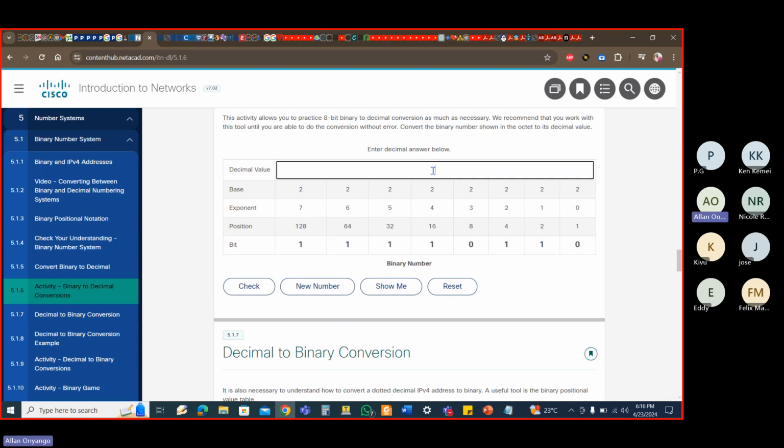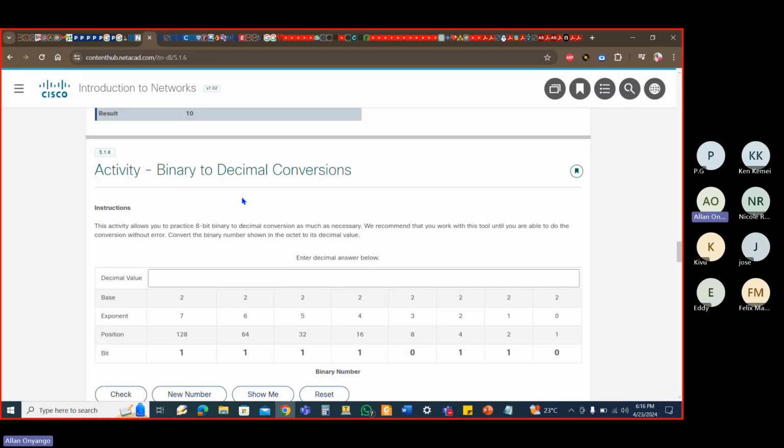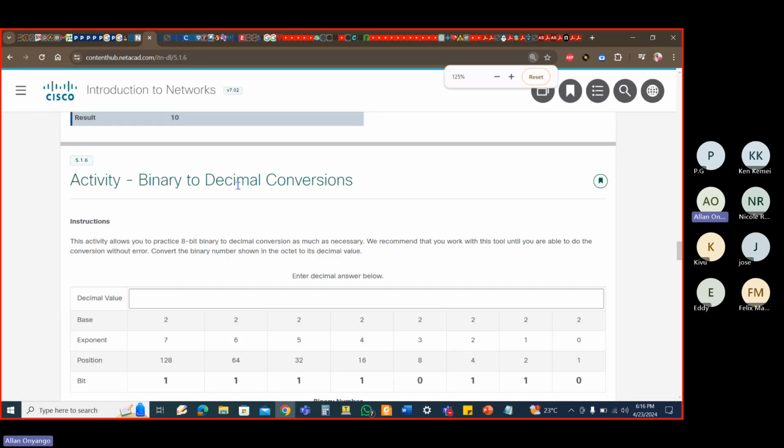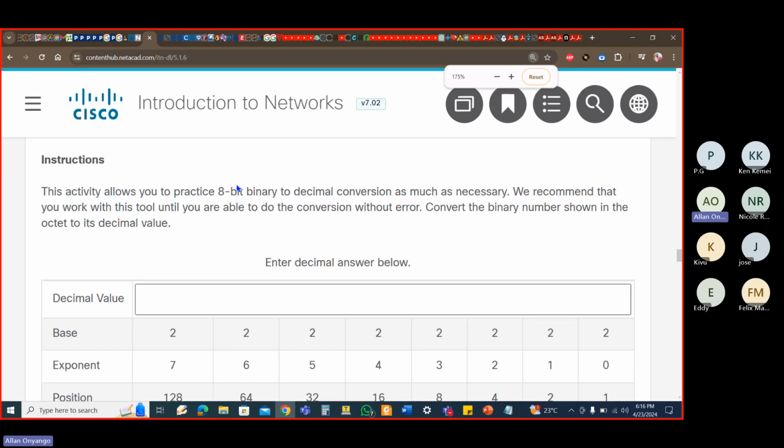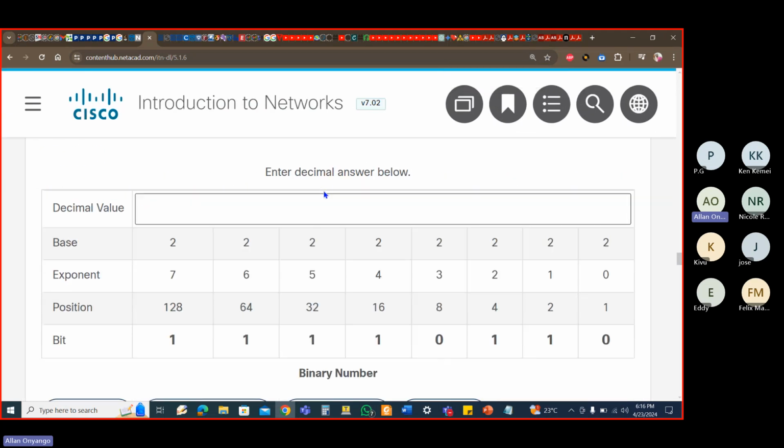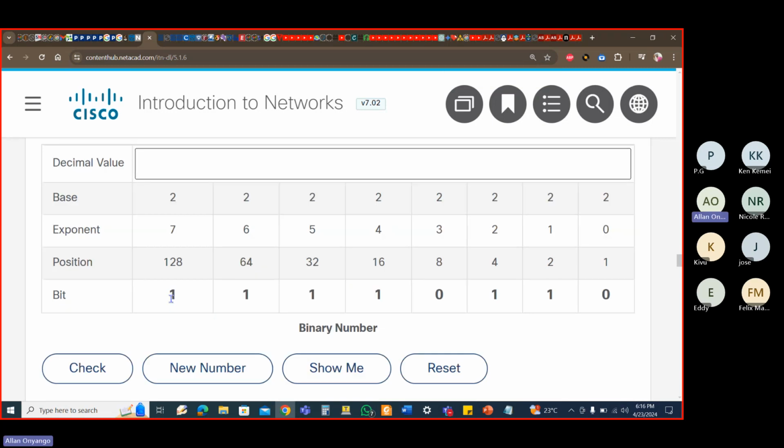So this one, ladies and gentlemen, is an activity which is found right inside your account. We use it for converting from binary to decimal. I believe you can see it. And so we have our binaries here. Can you see them? Yes. Good. And we need to get the decimal value here.